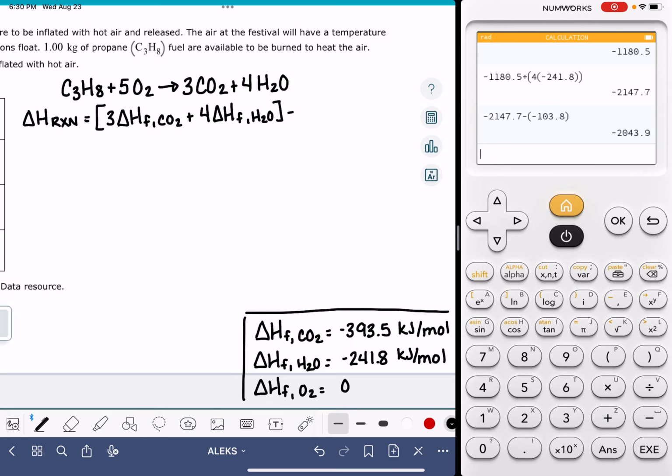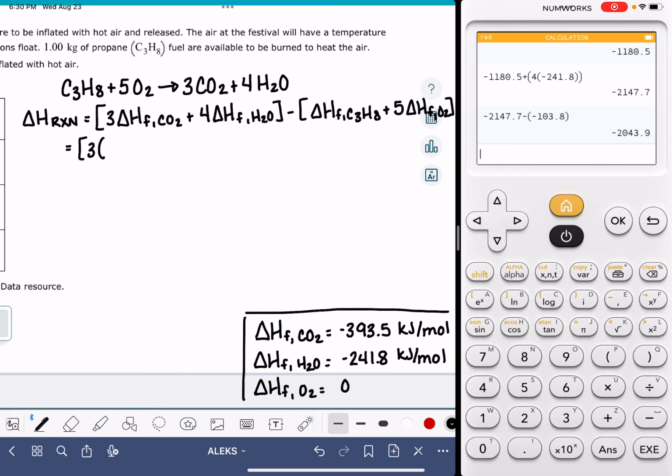Products minus reactants, so moving on to the reactants: 1 times the enthalpy of formation of C3H8, and 5 times the enthalpy of formation of O2. So now we're ready to plug in the values that we have for each one of these.